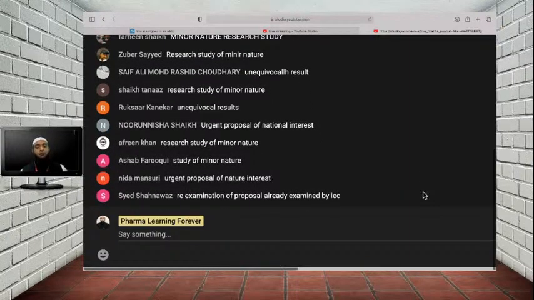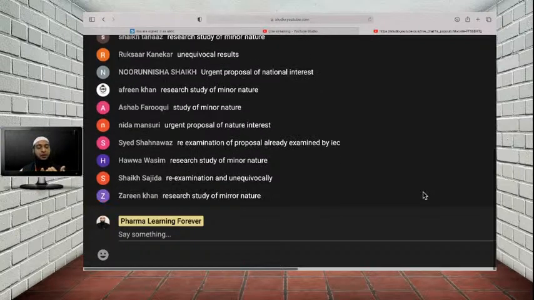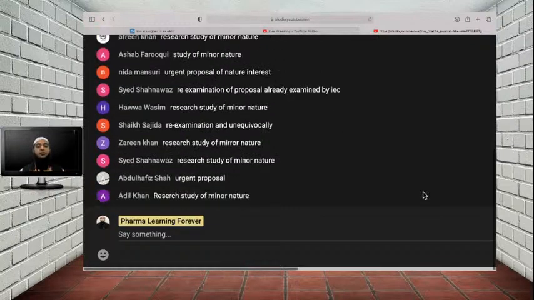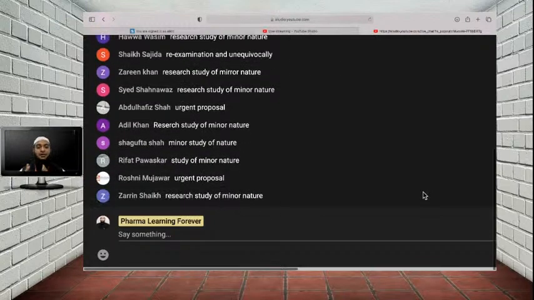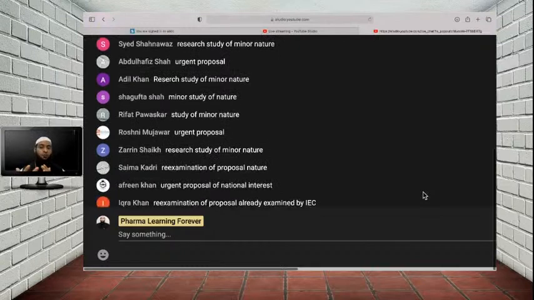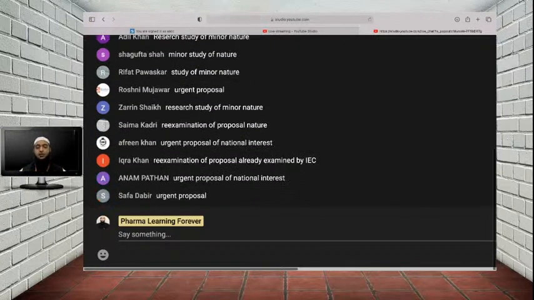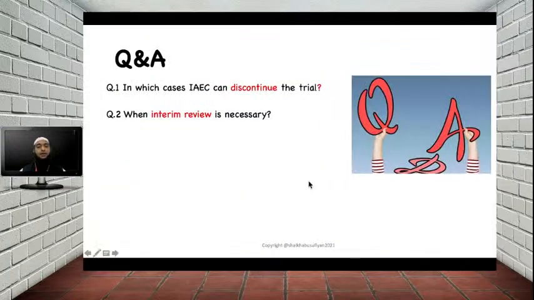So there are three important reasons. The first is the re-examination of proposals which have already been examined. The second is a study of minor nature. The third is any study which is of national interest and urgent, like the example I gave of COVID-19. In such cases you can go for the interim review. You should not wait for the scheduled date of examination or the meeting of the IAC.